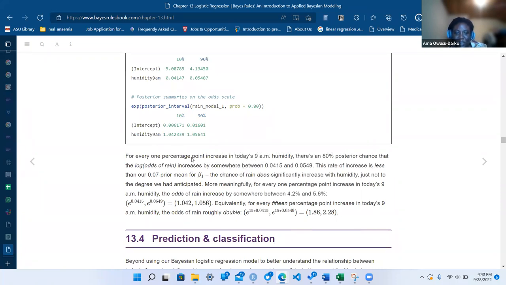Okay. Is it okay if I read this? It says for every 1 percentage point increase in today's humidity, there's an 80% chance. So how did we get the 80%? Because I thought we were just subtracting, 90 minus 10. Say that again. So it starts from the 10th percentile to the 90th, and we're saying that between those, there's an 80% posterior chance that the log odds of rain increases somewhere between that and that.